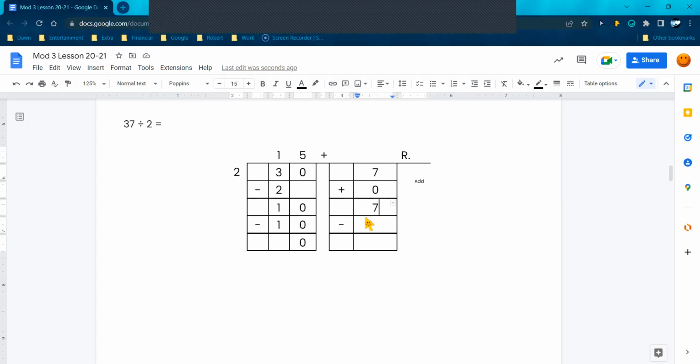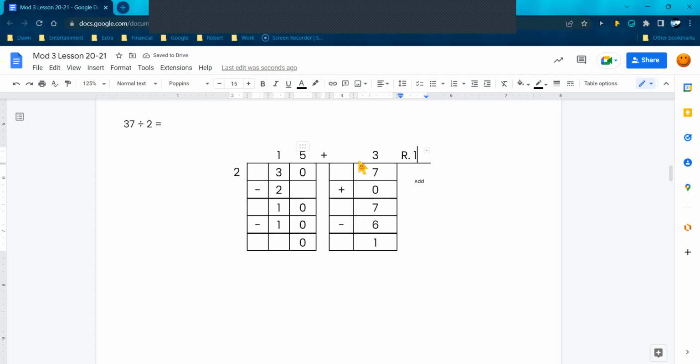Two goes into 7 how many times, you guys? Yes, it goes in 3 times. 3 times 2 is 6. 7 minus 6 is 1. This 1 comes up to our remainder. You see how that works?